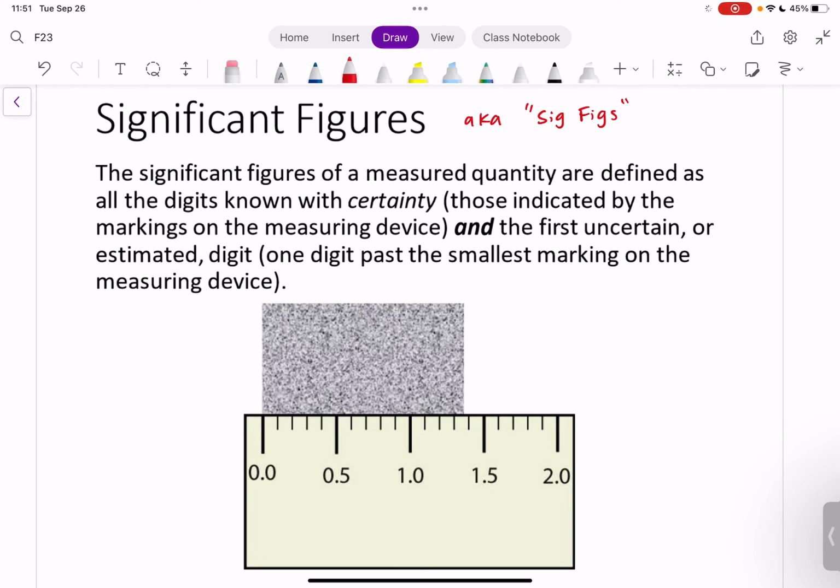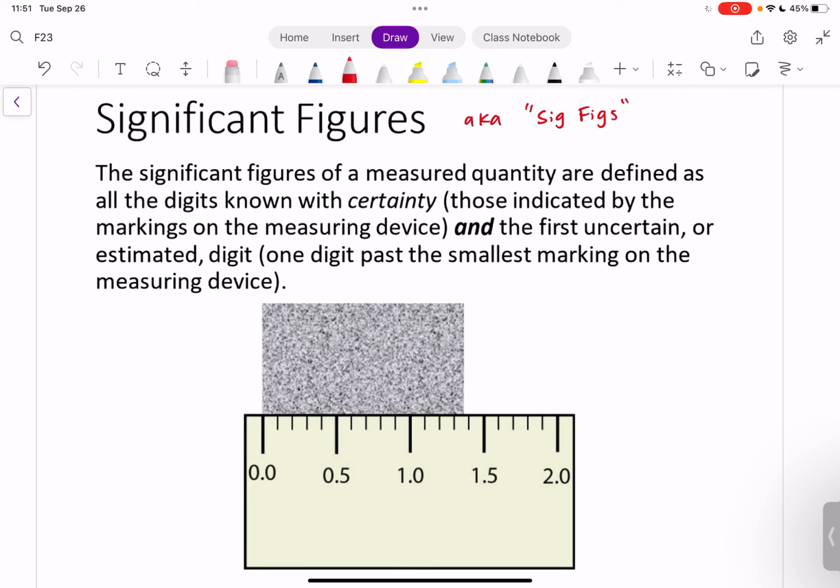And in science, we want to make sure that we're reporting our findings or our data ethically. And part of doing that is making sure that you are communicating that degree of uncertainty in that data to your audience. So the way that we do that is we use these things called significant figures or Sig Figs.